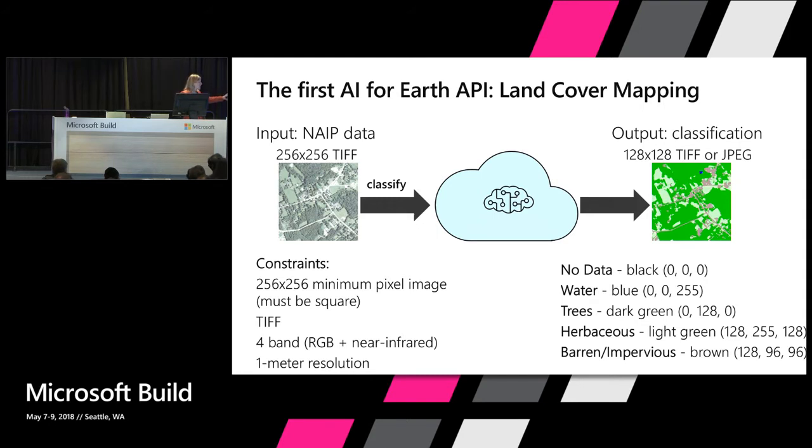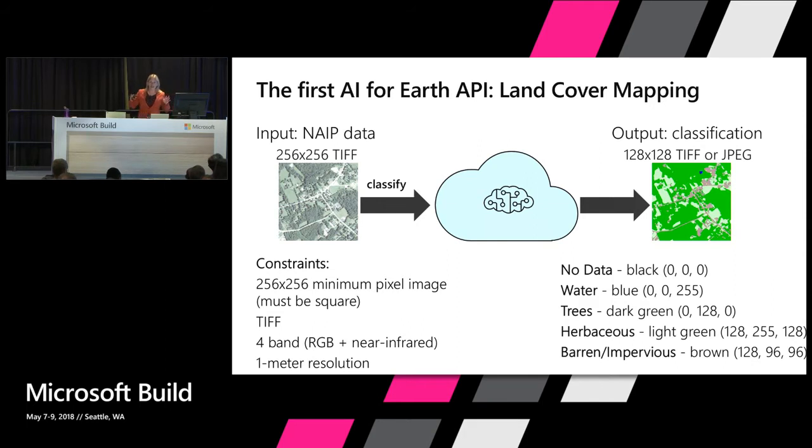And some constraints, I wanted to spell these out clearly. It does have to be a minimum of 256 by 256 pixels that you can pass in. It can be larger than that, probably max of like 4 megabytes. I wouldn't go much higher than that. And then you pass it in as a TIFF format. It does have to be 4-band.